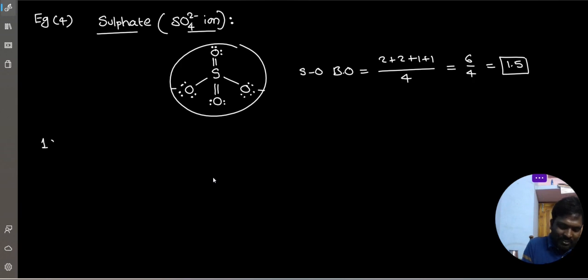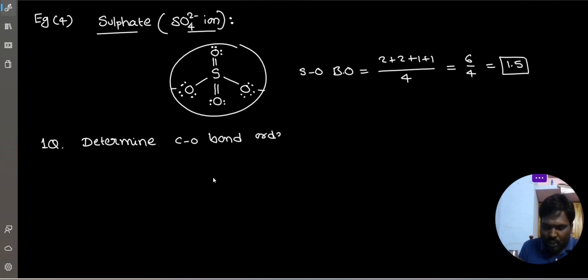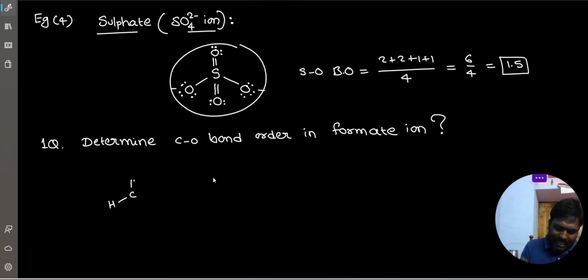Okay, one question. Determine the CO bond order in the formate ion. Okay, so formate: HC double bond O, single bond O minus.